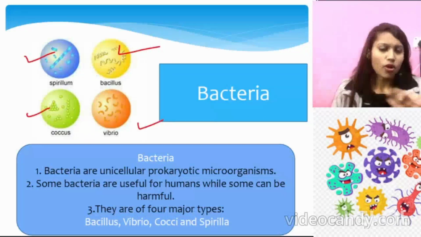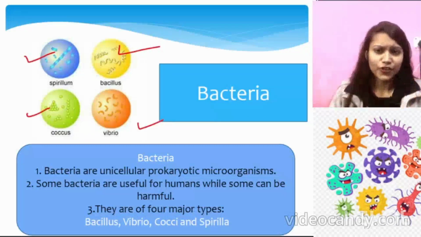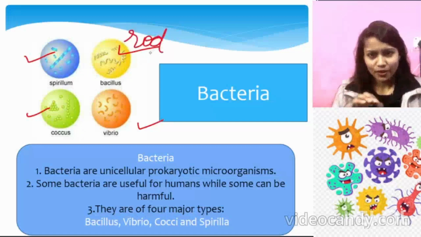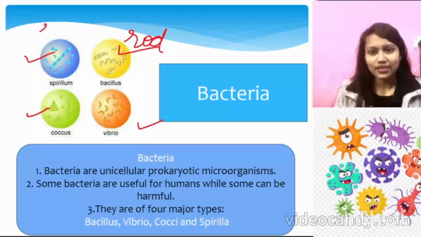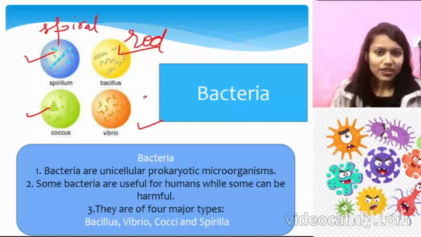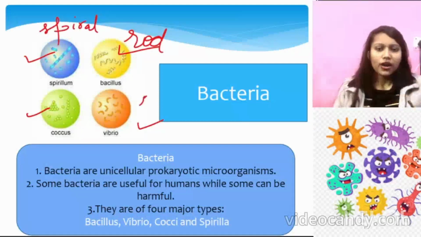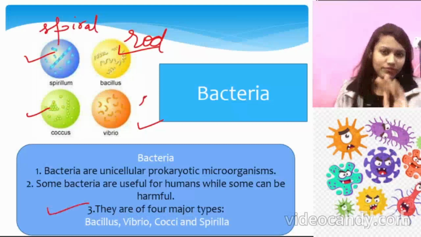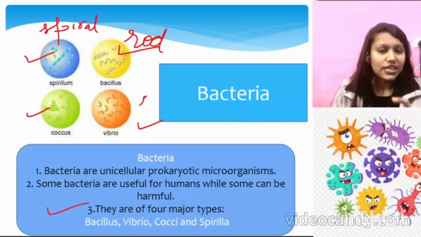Coccus are somewhat sphere shaped, while bacillus are rod shaped. Although it doesn't look like a rod here, it is actually rod shaped. This is spiral shaped, that's why, as the name suggests, it is spirillum. And here vibrio, as you can see, they are comma shaped. So 4 major types I have mentioned here. And bacteria are unicellular, again single cell, prokaryotic.